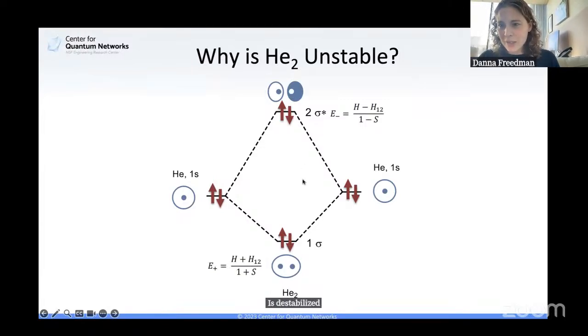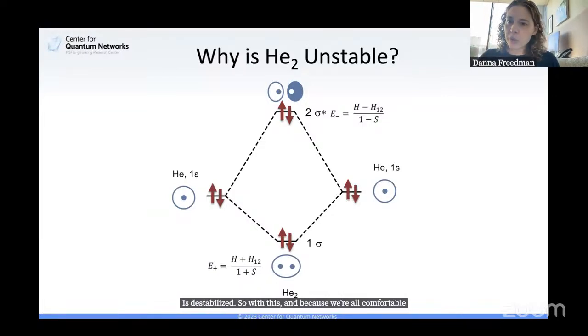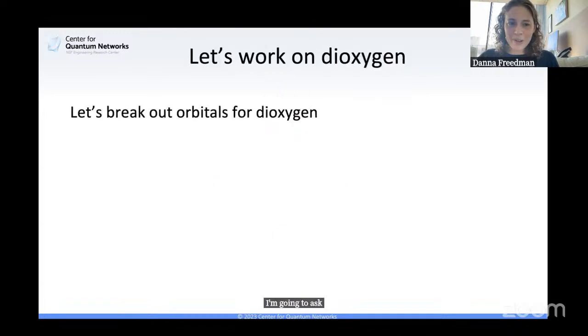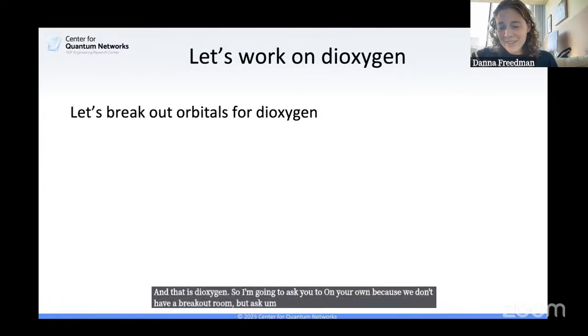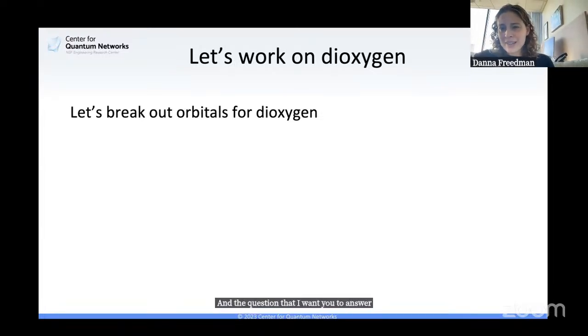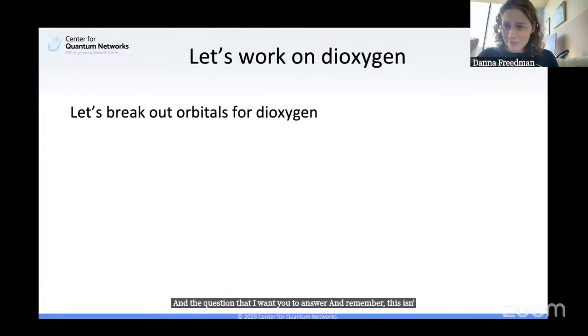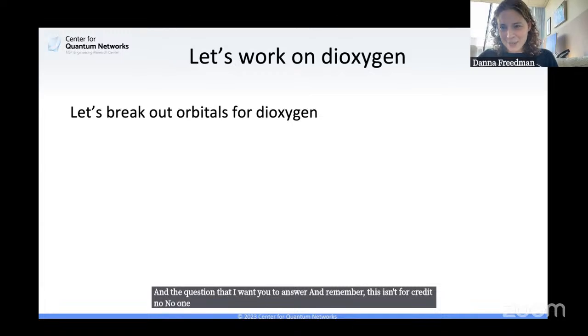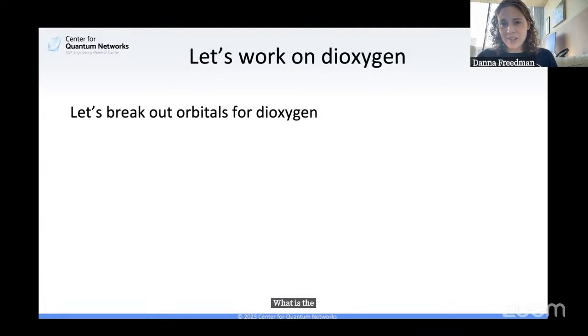So with this, and because we're all comfortable understanding what a molecular orbital is, I'm going to ask you to work on a problem on your own, and that is dioxygen. Because we don't have a breakout room, ask David for help. Let's work on the molecular orbital diagram for dioxygen, and we're going to spend a good 4 minutes on this. And remember, this isn't for credit. No one cares if you get the right answer, so don't look it up. The question I want you to answer is: what is the spin state of dioxygen?